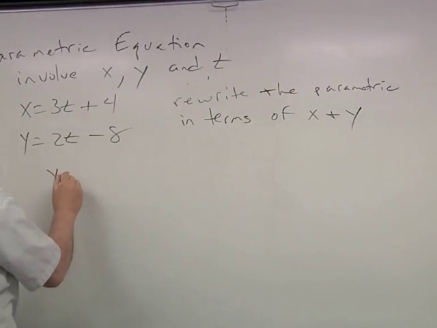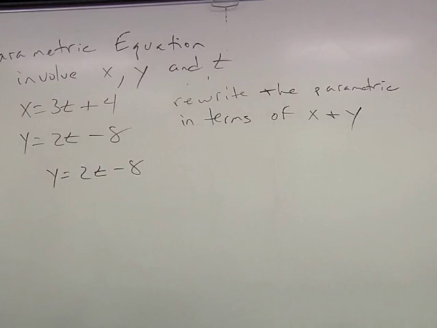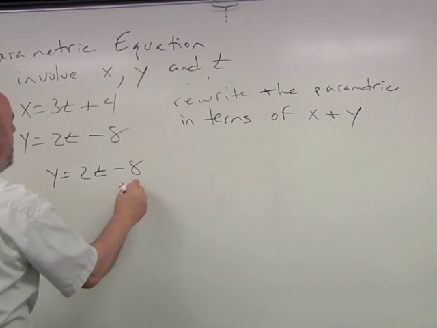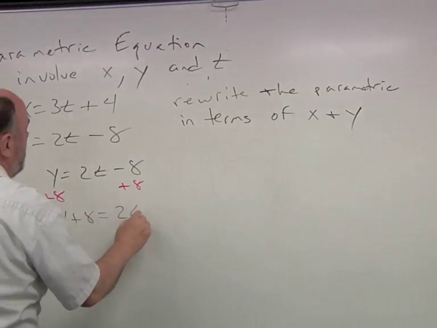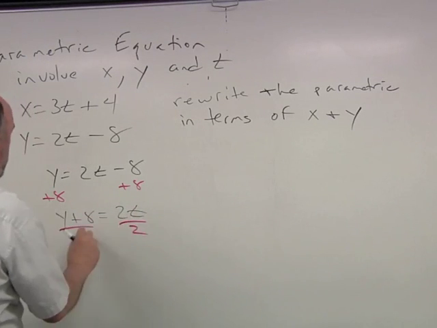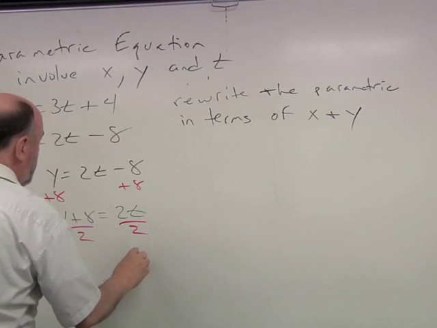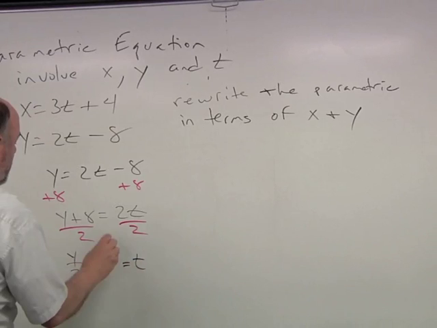We got y equals 2t minus 8. Going to solve it for t, so let's add 8, add 8. So y plus 8 equals 2t. Last step, divide by 2. And so t is going to equal y over 2 plus 4.